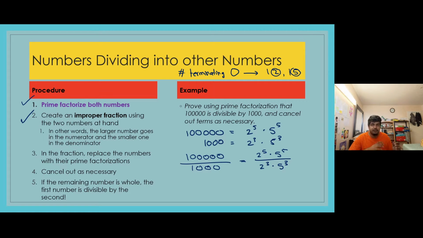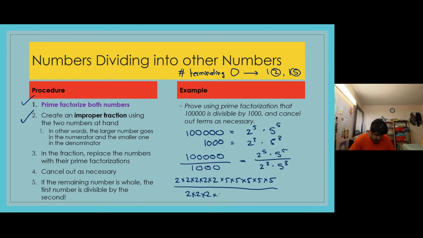I'm actually going to write these now in the non-exponential form to make it easy for you to see what cancels with what. So we have 2 times 2 times 2 times 2 times 2. That's 5 of them, times 5 times 5 times 5 times 5 times 5. Right? And the denominator, we've got 2 times 2 times 2 times 5 times 5 times 5. And let's go ahead and cancel out. And the 5's. Right? And now the remaining number that we have left over is obviously 100 because we have 2 5's and we have 2 2's. Right?